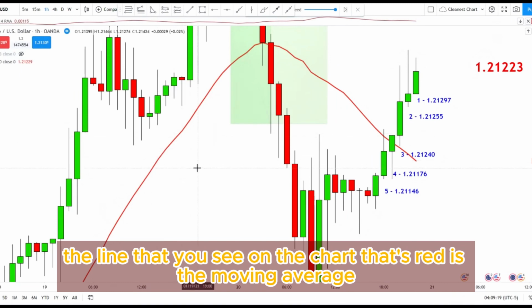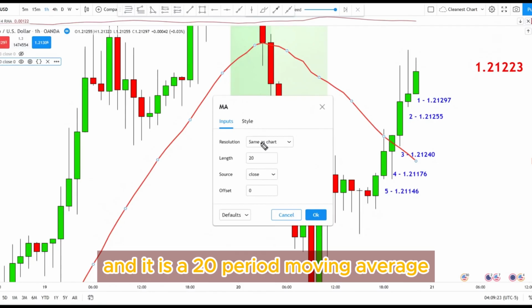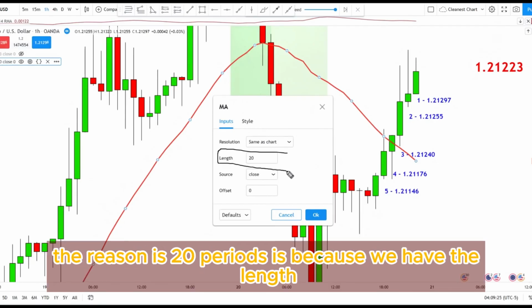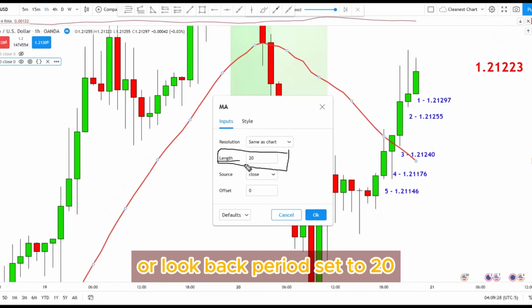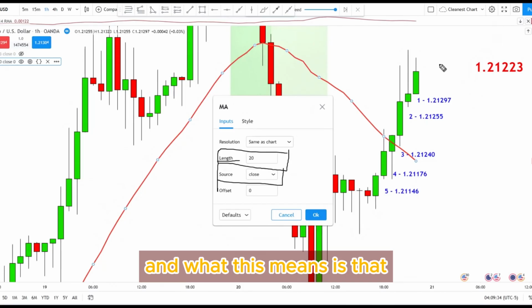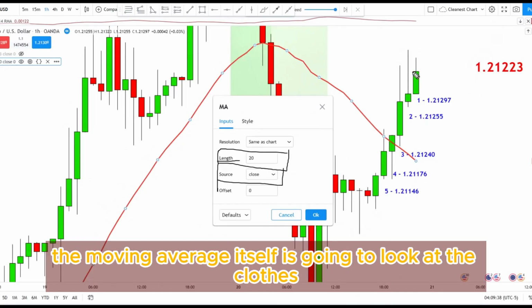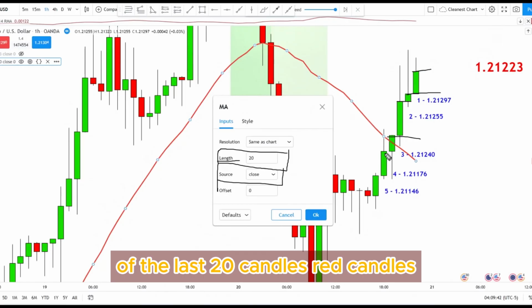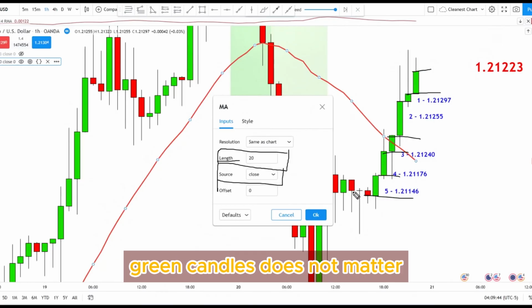The line that you see on the chart that's red is the moving average, and it is a 20-period moving average. The reason it's 20 periods is because we have the length or look back period set to 20. We have the source set to close. And what this means is that the moving average itself is going to look at the close of the last 20 candles. Red candles, green candles, does not matter.